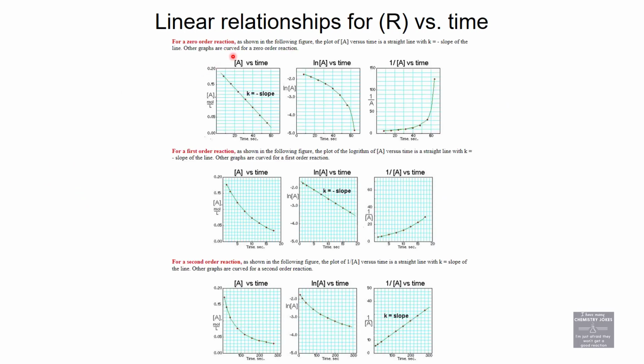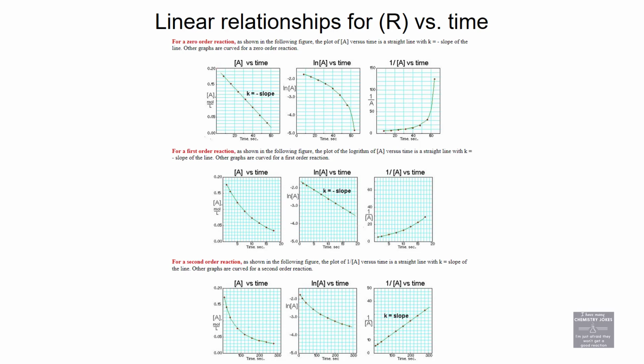See what I mean? Concentration versus time, straight line. This is a zero order. When it's zero order, ln versus time does not give you a straight line, and 1 over concentration does not give you a straight line. It only gives you a straight line when it's zero order and it's concentration versus time. It only gives you a straight line for a first order when it's ln on the y-axis. It only gives you a straight line when it's 1 over concentration for second order. Negative k slope, positive k slope. That's what our concentration time equations tell me.